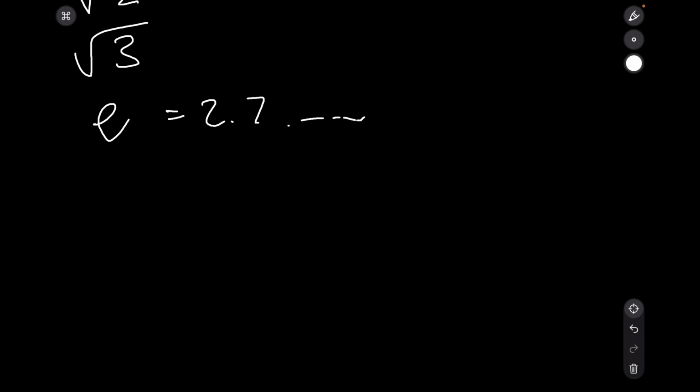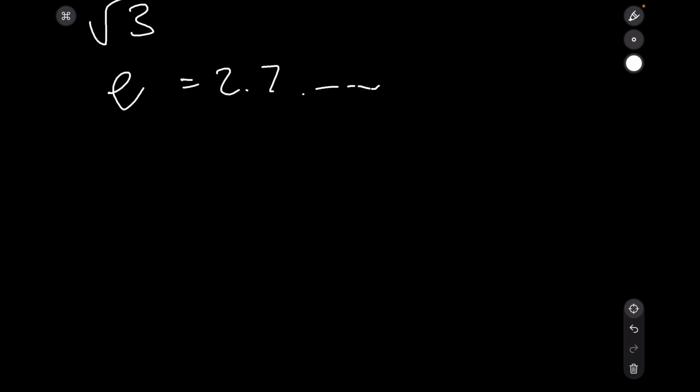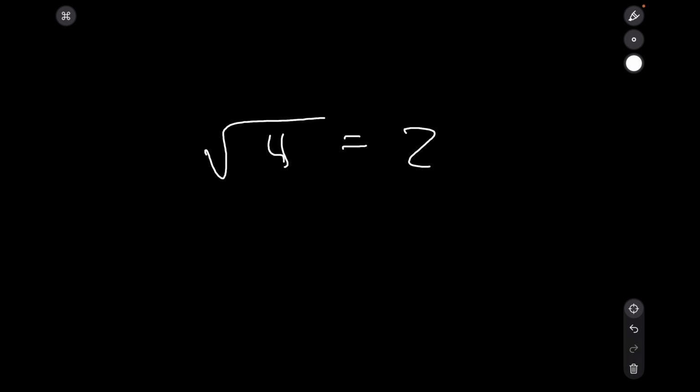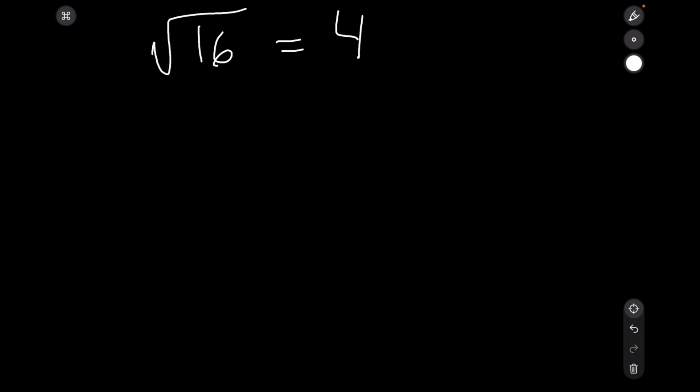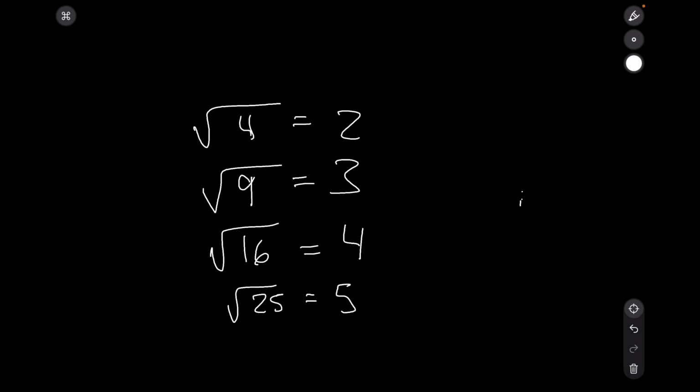Here's a shortcut. Square roots are a huge clue. If you take the square root of a perfect square, you get a rational number. So the square root of 4 is 2. The square root of 9 is 3. The square root of 16 is 4. Square root of 25 is 5. These are perfect squares.